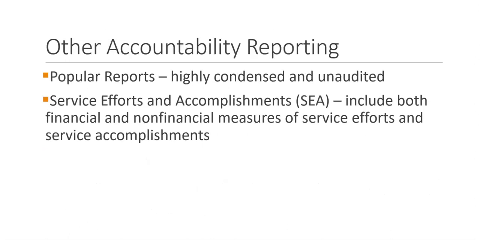Okay, and then any other accountability reporting. So we have popular reports, which are condensed unaudited reports. These are for the general public. They're usually 4 to 6 pages and just contain a lot of highlights. Service efforts and accomplishments, or an SEA report, where again these are short reports that just show a high level of what we really want people to see about what we accomplished over the last year. We want to say, hey, we provided a lot of service as a nonprofit, and these are the things that we're really proud of. Okay?